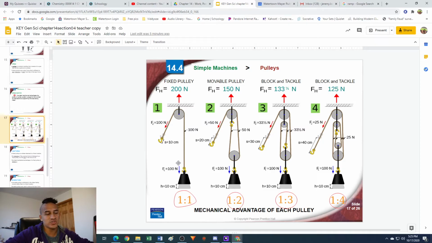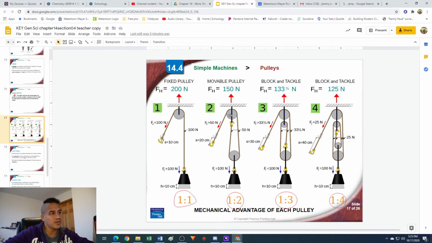If it weighs 100 newtons, you're going to have to pull the rope with 100 newtons of force because it's not helping you. All it's doing is changing direction. You're pulling down, it lifts up, but it doesn't make it easier. This pulley system is a movable pulley.